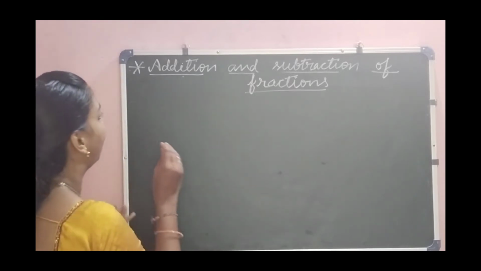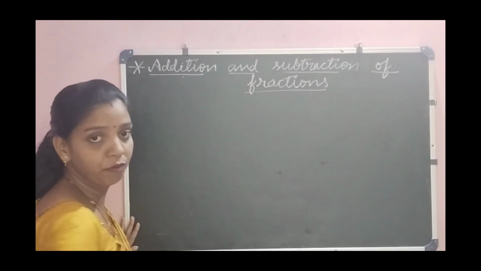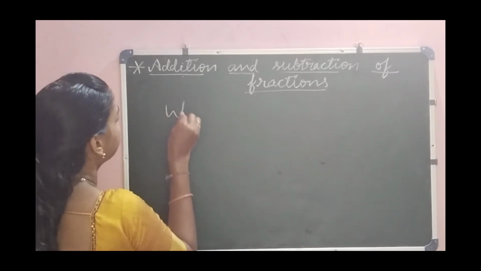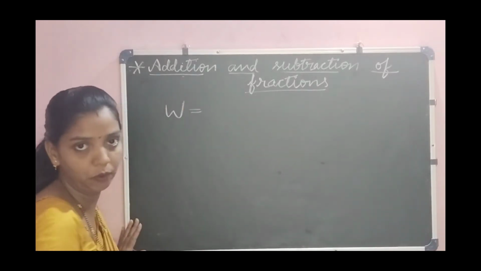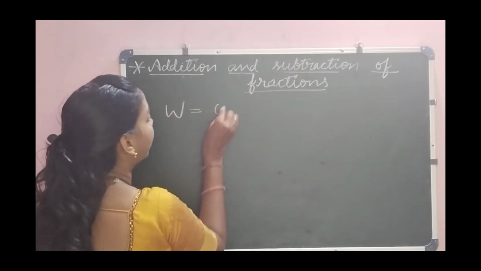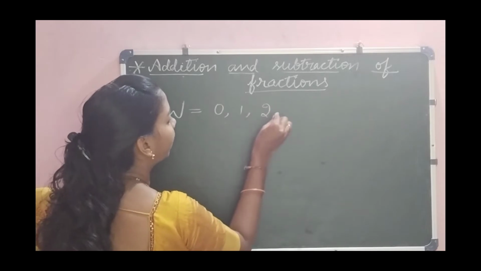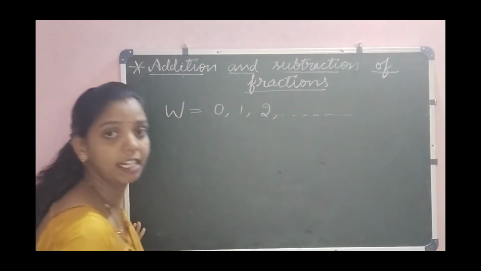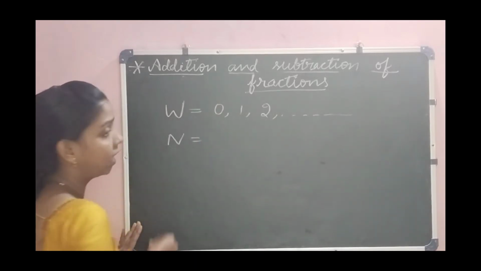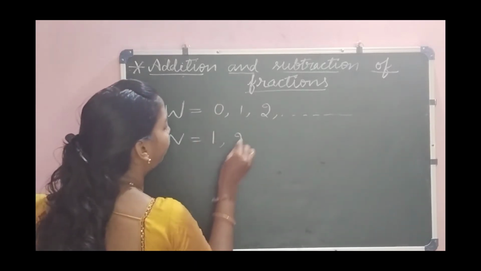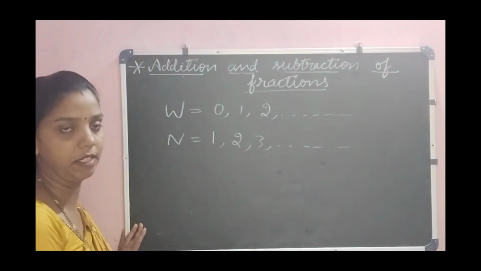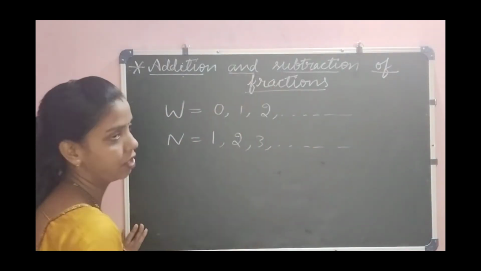Now, fractions. Which are the fractions? See, we know the whole numbers, which start from 0. The whole number symbol is W. So that is 0, 1, 2, 3, and it will continue. That is infinite numbers. What are the natural numbers? Natural numbers start from 1, 2, 3 and continue. Infinite numbers.